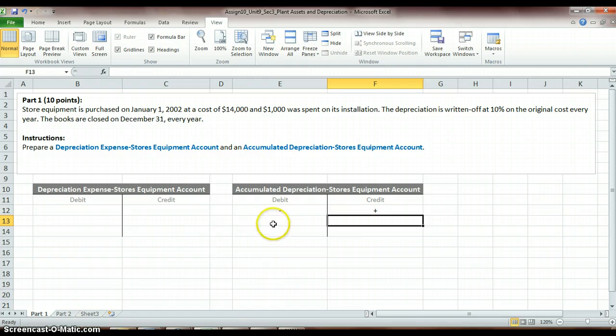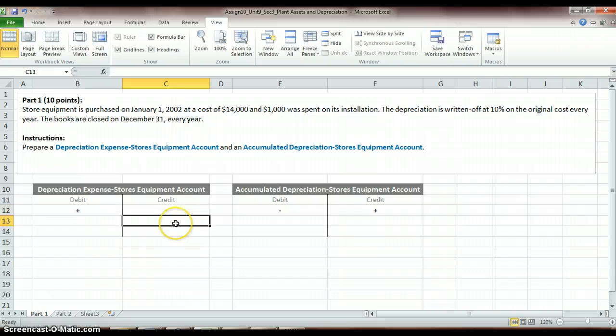So we're going to decrease on our debit side, increase on our credit side. And you should have had time to think about this expense account. We're going to increase on our debit side and decrease on our credit side. Okay, so we have our accounts set up.